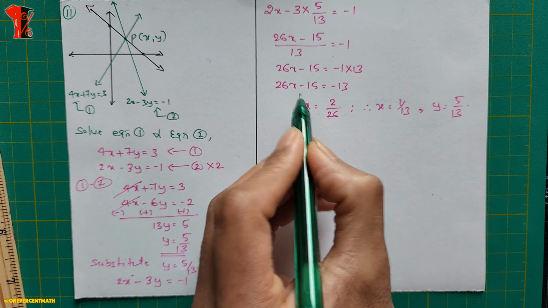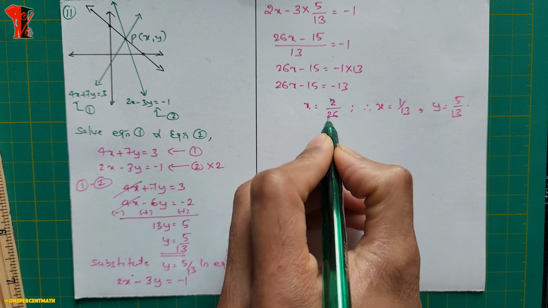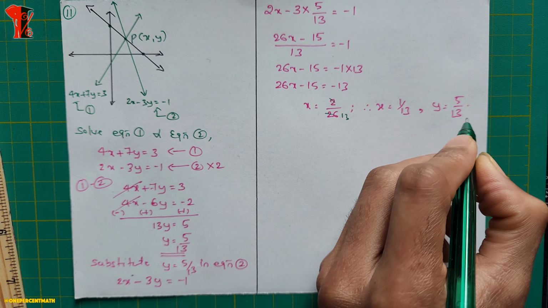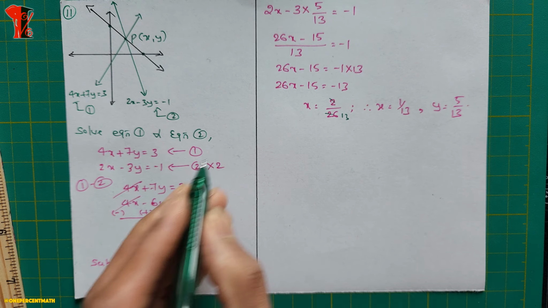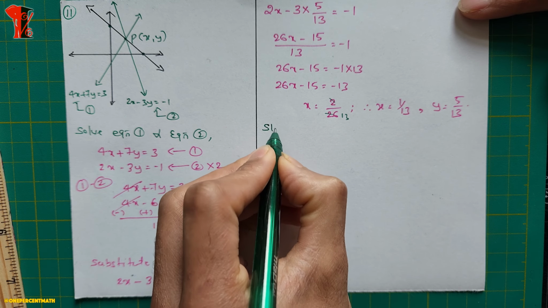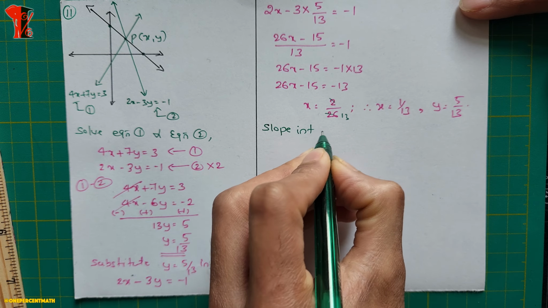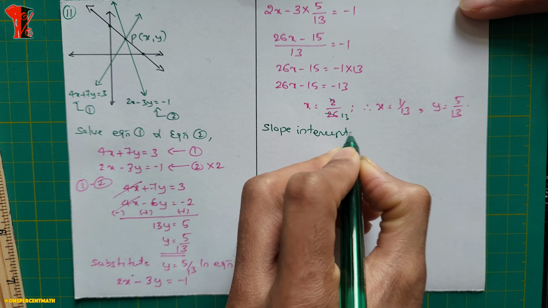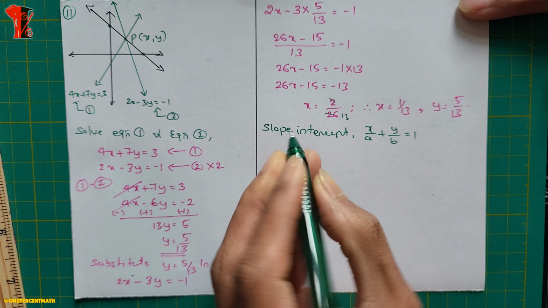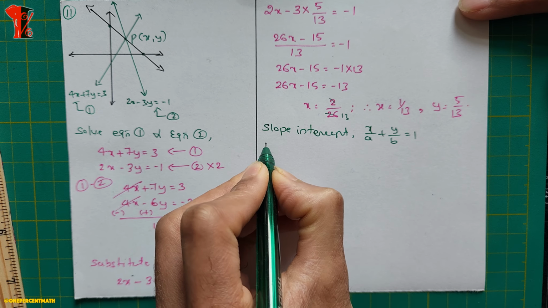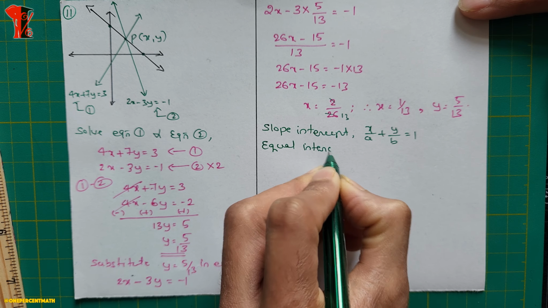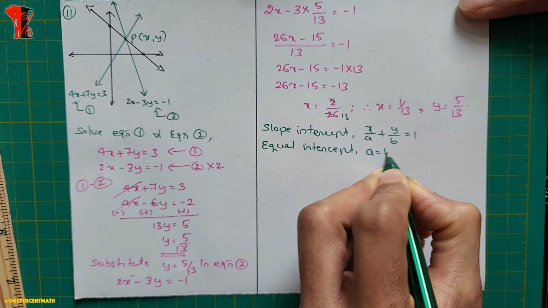So we got the solutions as x is equal to 2 by 26, which gives you 1 by 13, and y is equal to 5 by 13, okay? So now we know the point we have got, we are going to use the intercept form. The intercept form is x by a plus y by b is equal to 1. So in the question it is told that the intercepts are equal, correct? So equal intercept means a is equal to b.